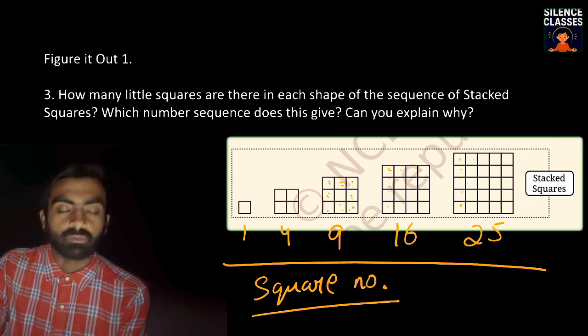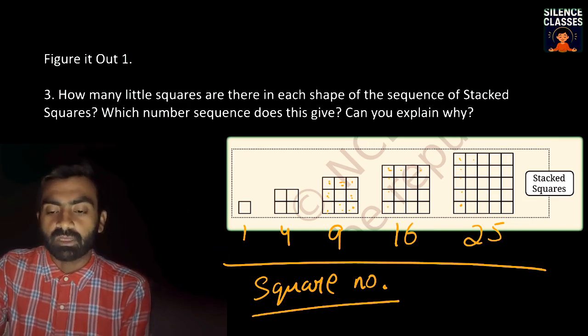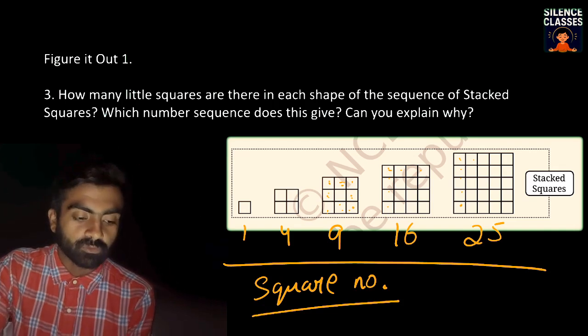Which number sequence do we get? Square numbers we will get. Why? Because we can use these numbers to make a perfect square. Now let's move to the next part.